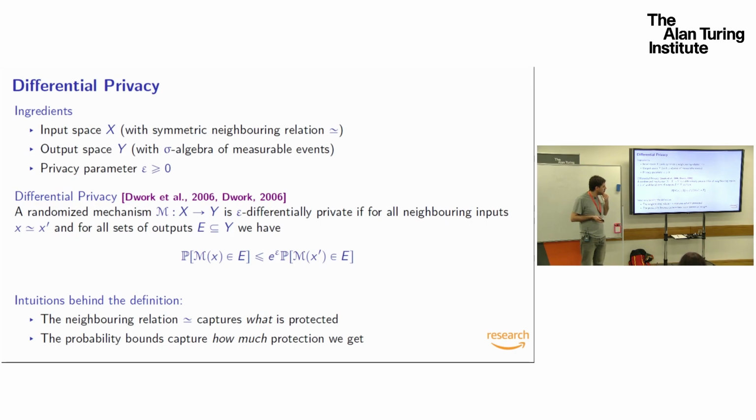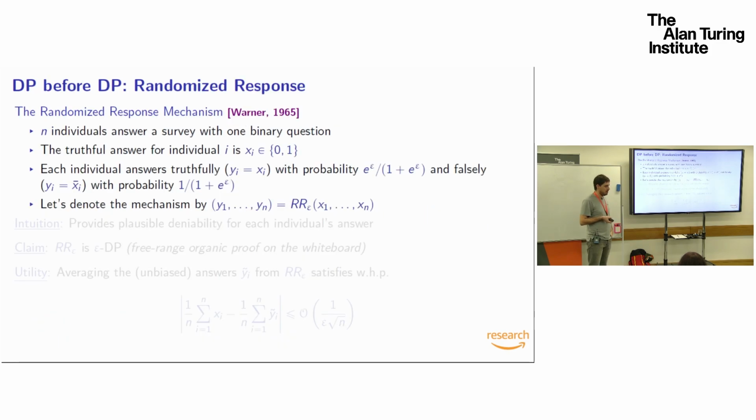Okay, so let's go and build a differentially private mechanism, our first differentially private mechanism. Actually, this was built way before anybody defined differential privacy. So it's DP before DP. Warner in '65 proposed the randomized response mechanism, for when people were taking surveys about sensitive things, like whether you like Justin Bieber or not.